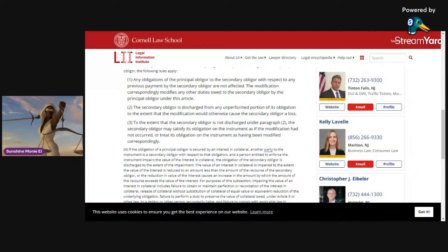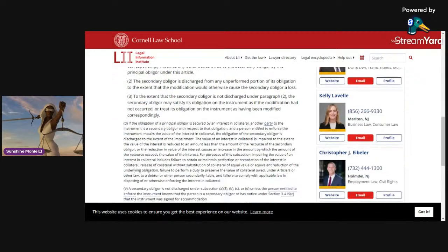For purposes of the subsection, impairing the value of an interest in collateral includes failure to obtain or maintain perfection or recordation of the interest in collateral, release of collateral without substitution of collateral of equal value or equivalent reduction of the underlying obligation, failure to perform a duty to preserve the value of collateral owed under Article 9 or other law to a debtor or other person secondarily liable, and failure to comply with applicable law in disposing of or otherwise enforcing the interest in collateral.